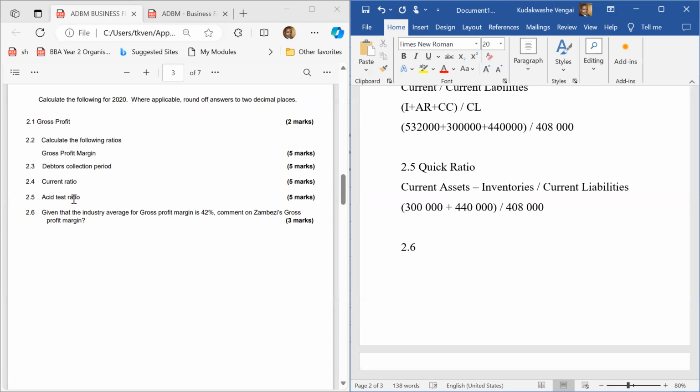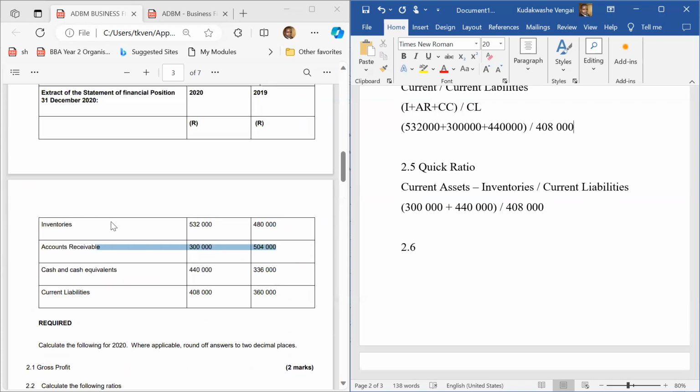Sorry, James. The inventories would be the same as you said for cash and cash equivalents, right? The inventories, yes, the figure for the inventories. Inventories 532. Yes. Okay, but in the quick ratio calculation, why did you use 440? 440. Okay. All right.